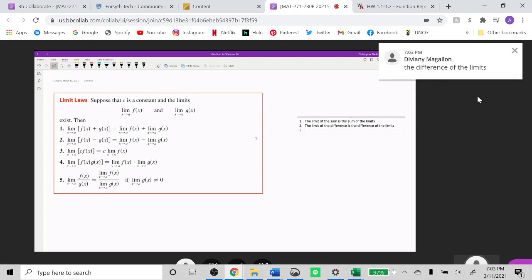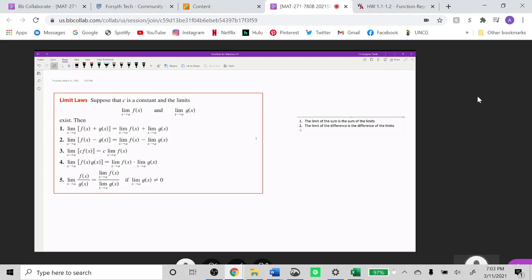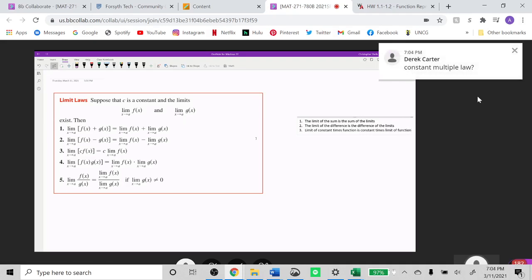Number three. I don't really have a fancy phraseology for this one. Just the limit of a constant multiple times a function is equal to that constant multiple times the limit of the function. We can maybe say limit of constant times function is constant times limit of function. We're just allowed to take that constant and move it to the outside of the limit is the idea here. This is a constant multiple law.